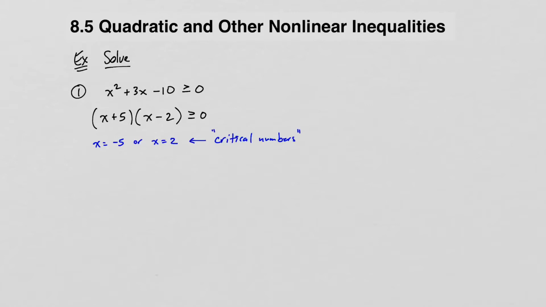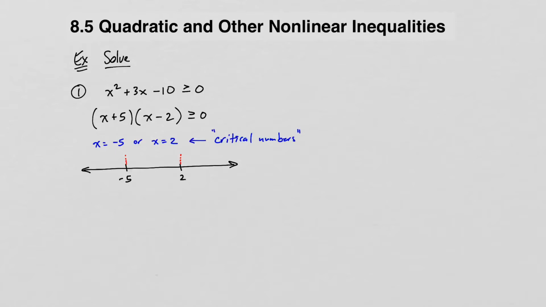Now the next step is we're going to go to a number line and put these two critical numbers on it. The solution for the greater than portion of this inequality is going to be one or more of these three intervals. So we need to divide up this number line into those three intervals, and pick test points for each one of these intervals.